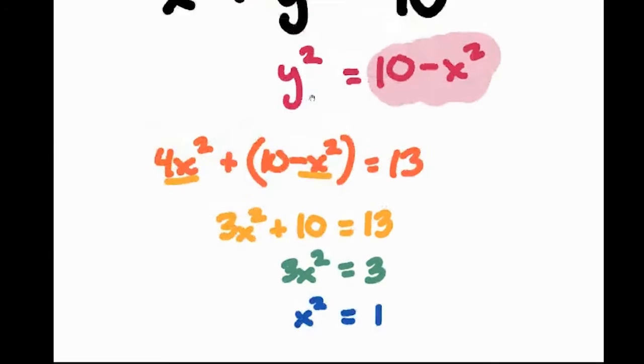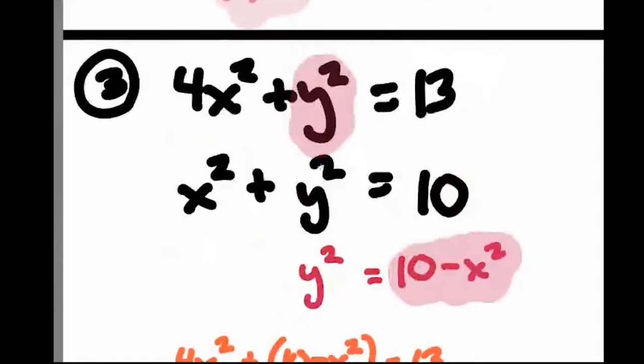All right, let's go over this. So first thing I noticed is the easiest one to probably substitute for is the y squared, because this y squared right here is by itself. You could substitute for x squared, but then you have to multiply it by 4. So I just kind of wanted to take the easy way out on this one.